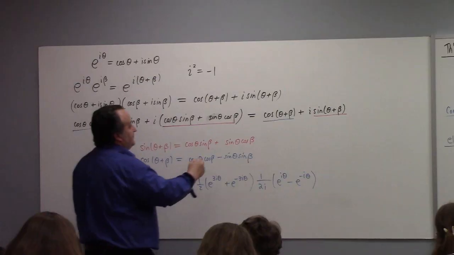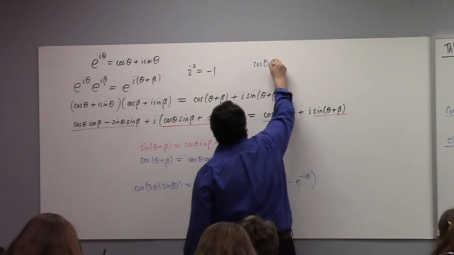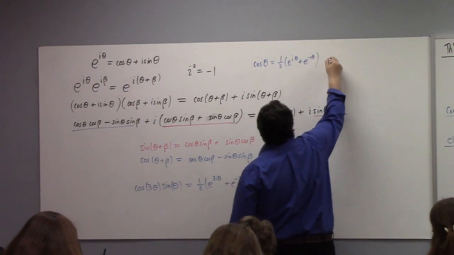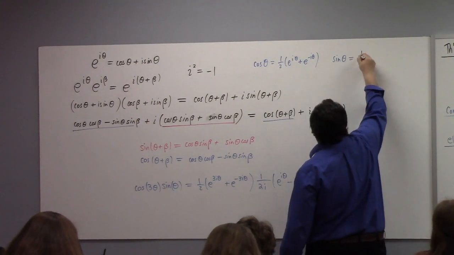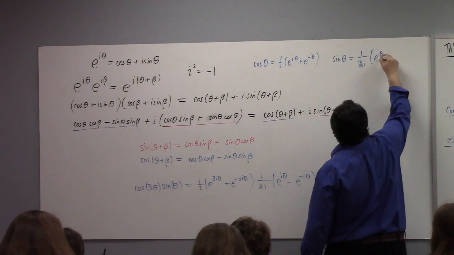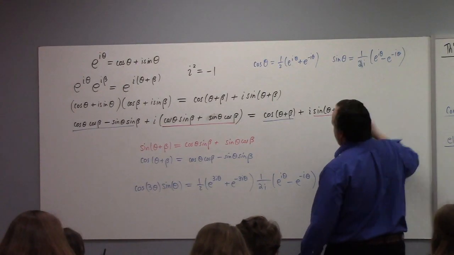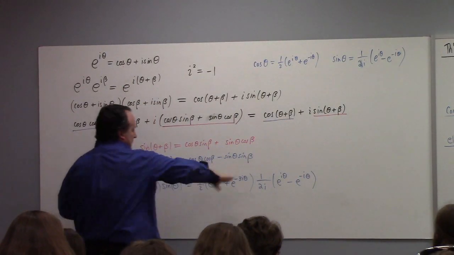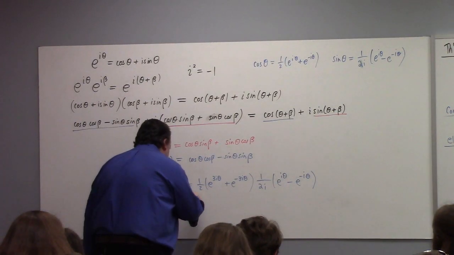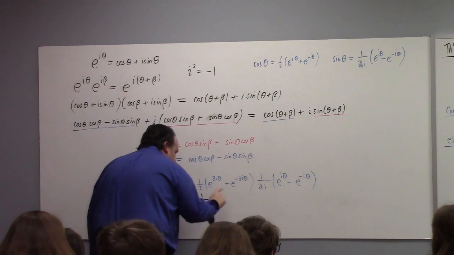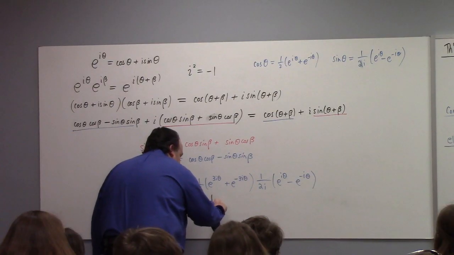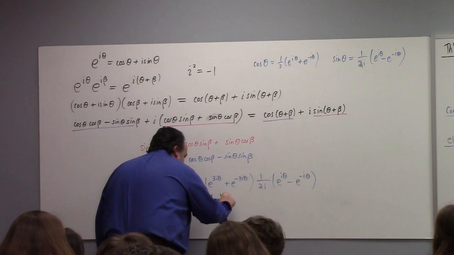So cosine theta is 1/2 times e to the I theta plus e to the minus I theta, and sine of theta, it turns out, is 1/2i times e to the I theta minus e to the minus I theta. So if I multiply these things out, I will derive the formula for cosine 3 theta times sine theta. Now, there may be someone here who knew that identity before I went through all this. I'm sure there's someone here who knows that, and you're just being polite.